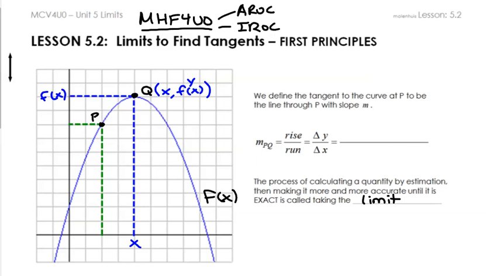We can do the exact same thing for p, and so instead of using x, I'm just going to use an a, and then I'm going to plug it into the function and get my y value, which is f at a. Now the coordinate for p would then be a, f at a. I'm going to move that aside because we don't really need that yet.